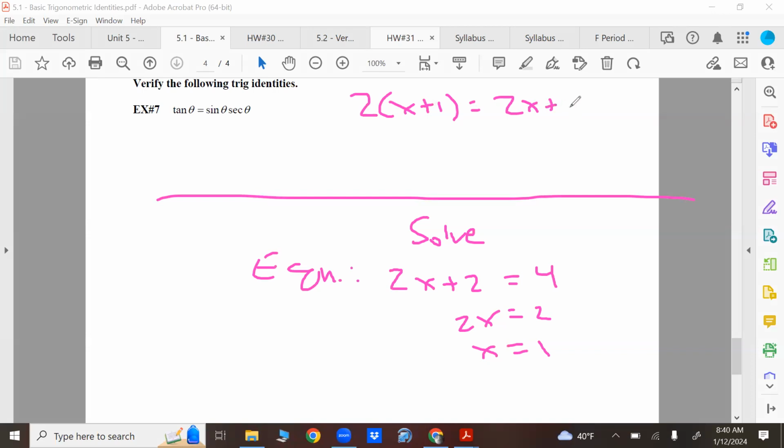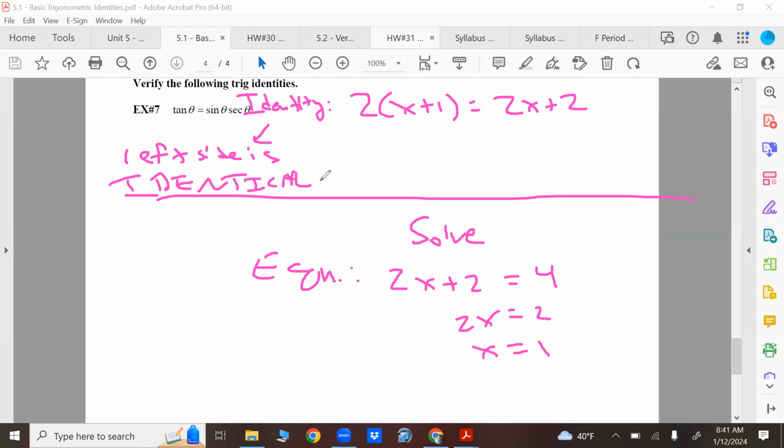Now, let me do something like this here. Some of you guys might think this is an equation if you see an equal sign. It's actually a special equation. It's called an identity. So identity, or things like identical, right? What's going to happen here is that the left side is identical to the right side.